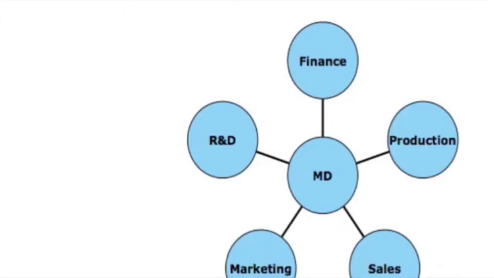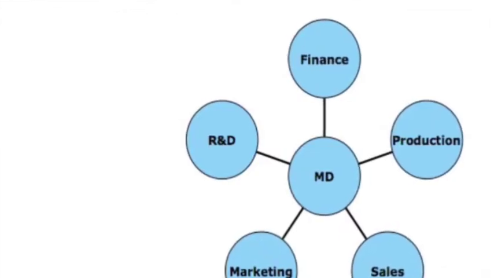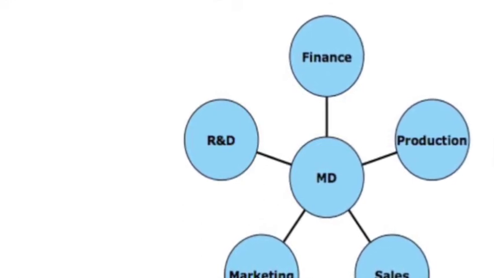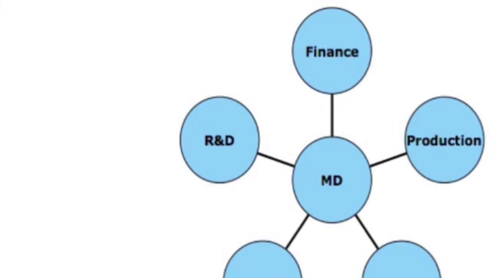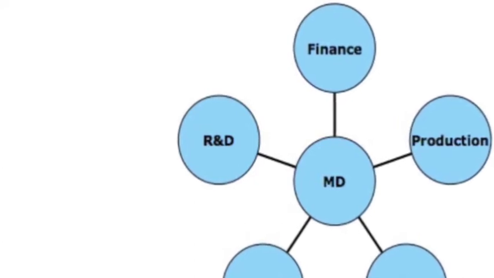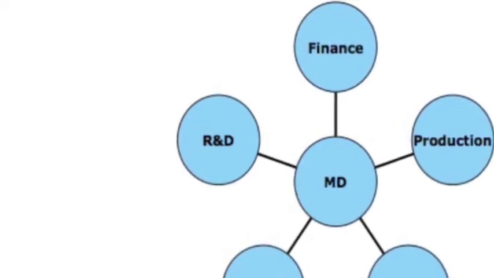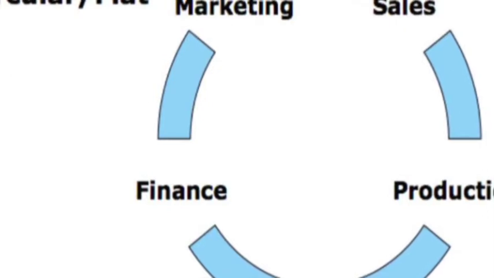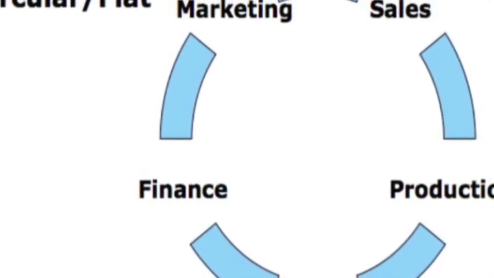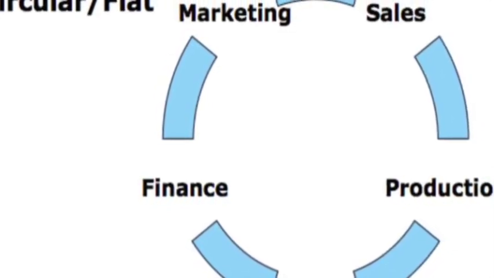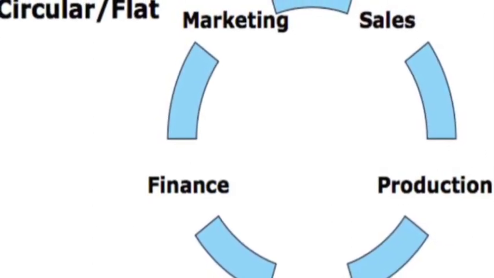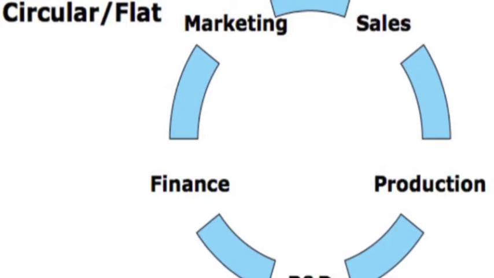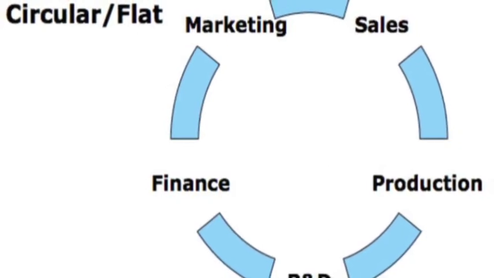First, we have a centralized or entrepreneurial relationship, in which the middle point is related to all the rest of the areas, such as marketing, sales, production, and finance. However, they all respond to the MD. Then, the circular or flat, in which all the areas are correlated as a cycle, interdependent on each other. Marketing, sales, production, R&D, and finance are all correlated in a process that is nonstop.